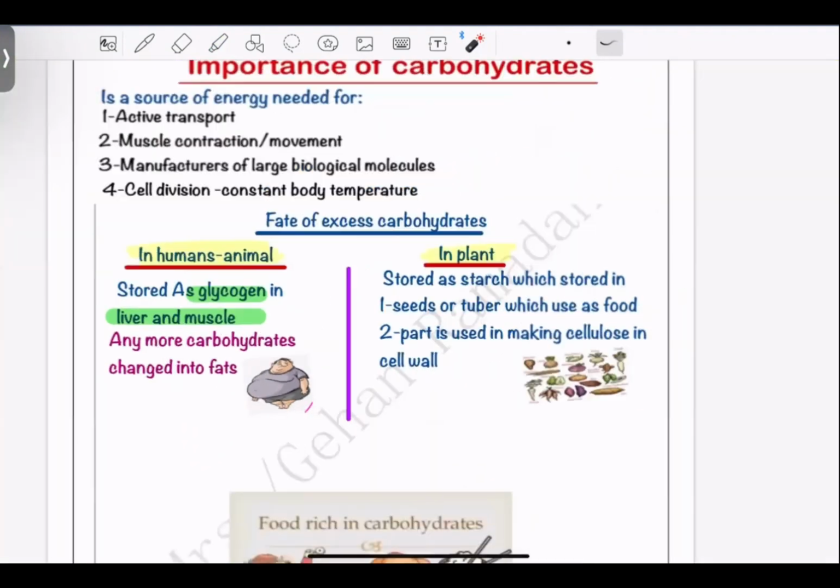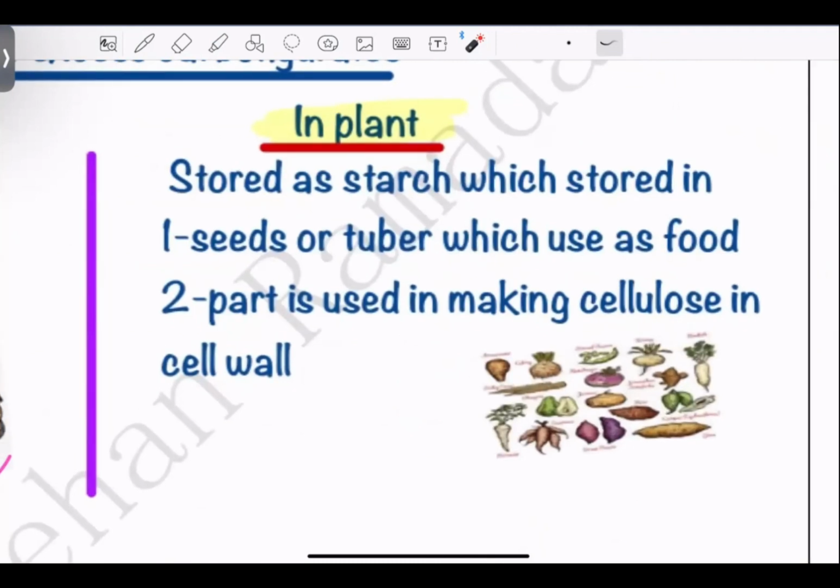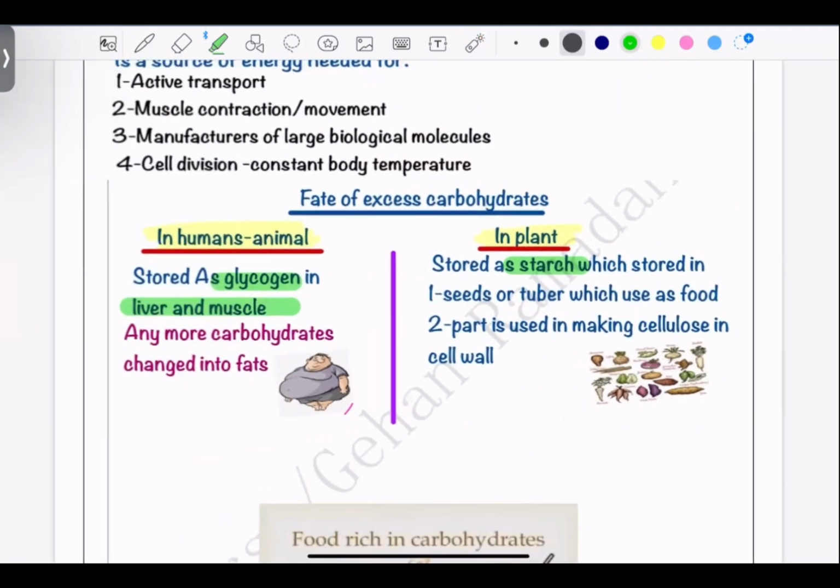What about the plant? Here it's going to store it as a starch. By the way, this is a comparison between the types of carbohydrates stored in animal cells and in plant cells. In animal cells, it's stored as glycogen, and the plant cell is going to store it as starch. This starch is stored, for example, in the seeds and in tubers, okay?